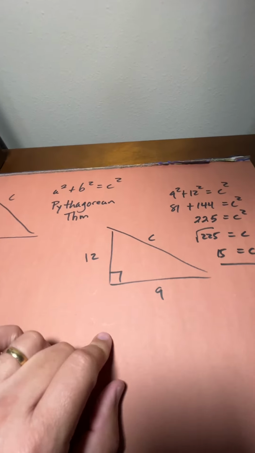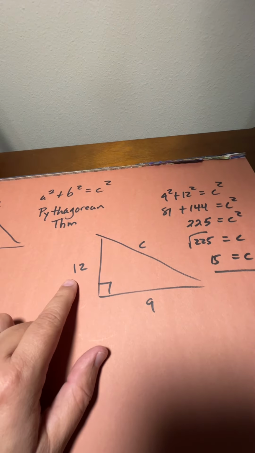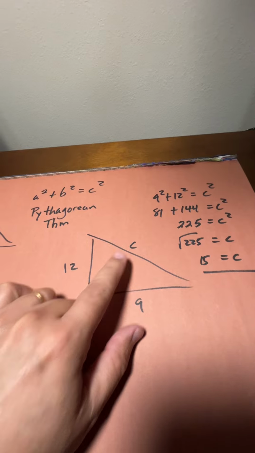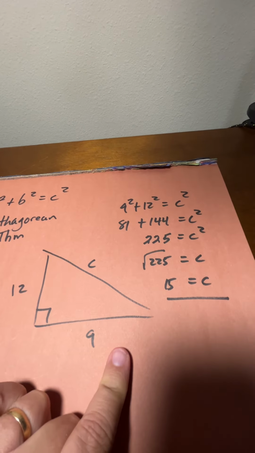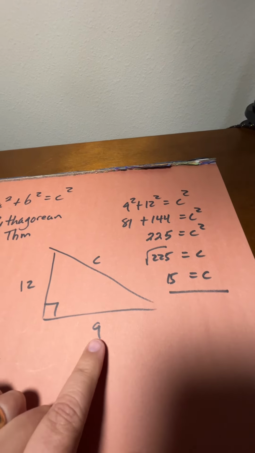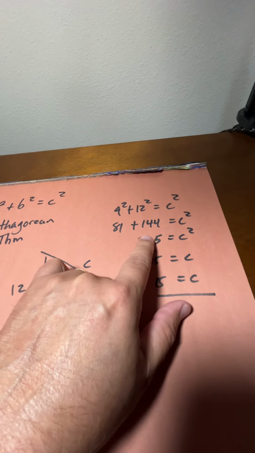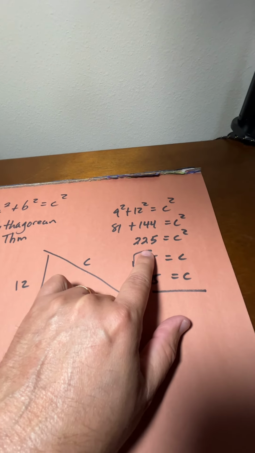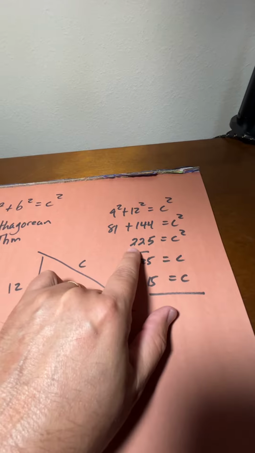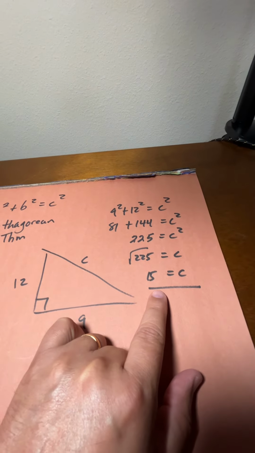So consider this problem. We have a side of 9 and 12, and we're trying to find c. So we'll say 9 squared plus 12 squared equals c squared. And since 9 squared is 81, 12 squared is 144, we end up with this. And you take the square root of both sides to get that c is 15.